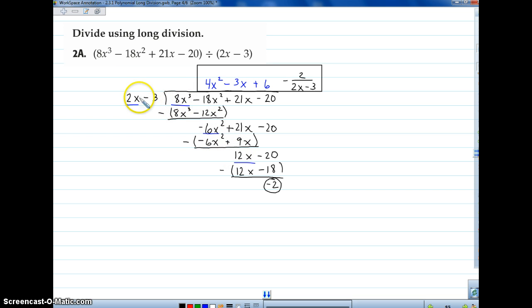So every blue line, that's the leading term that you were supposed to divide by each time. So 8x cubed divided by 2x is this. -6x squared divided by 2x is this. 12x divided by 2x is 6. So that's a good way for you to check your work.